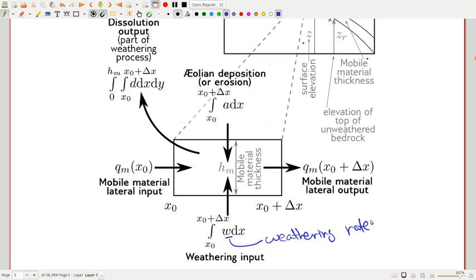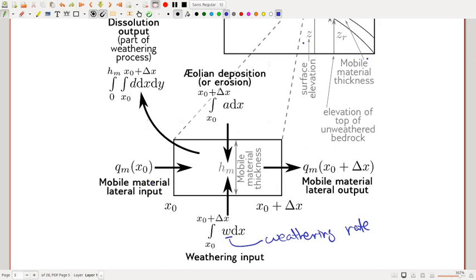Is being inserted into mobile material, and so this is the amount of material being removed from the rock and added to this mobile layer. We can also have deposition or erosion from the air, which has exactly the same form as this weathering relationship. There can also be dissolution of material.